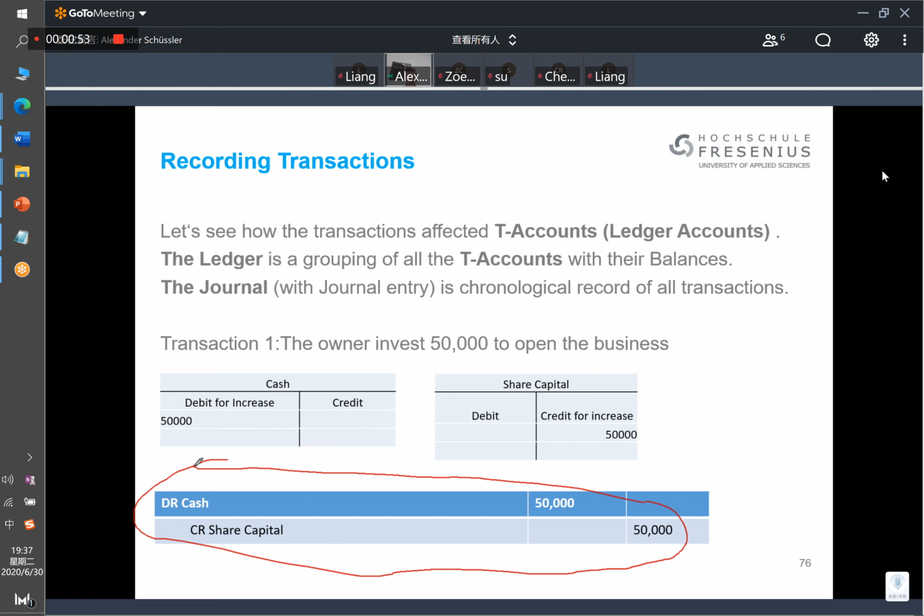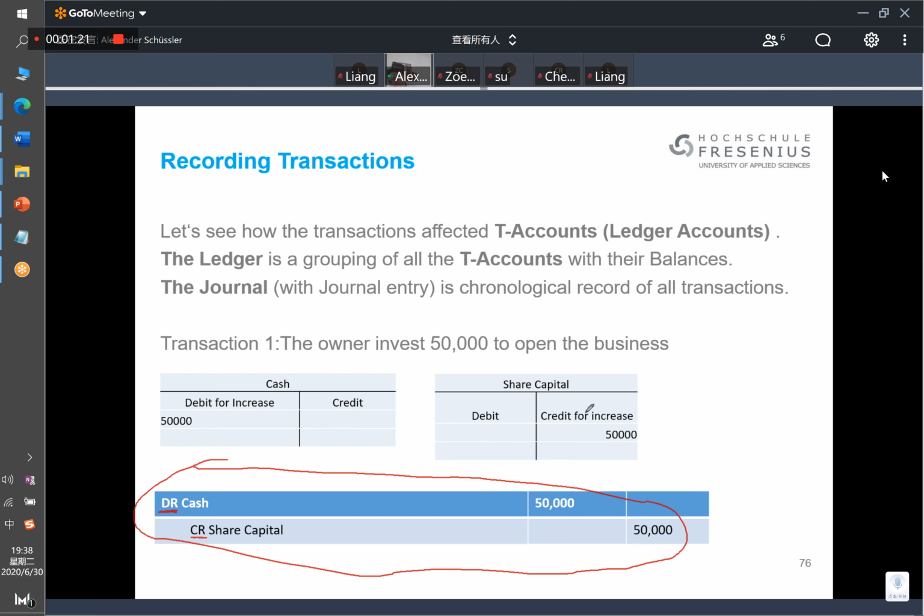With a journal entry, you always debit at least one account, and you credit at least one account. Debit is always the left-hand side, and the account you credit is always affected on the right-hand side.